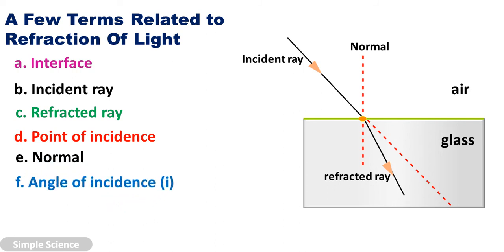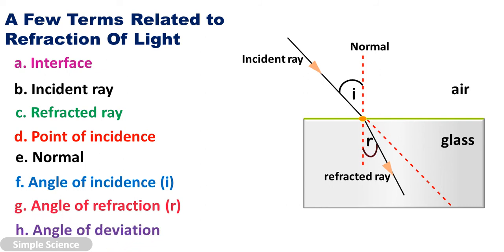Then what is angle of incidence? Angle of incidence is the angle between the incident ray and normal, denoted by I. What is angle of refraction? Angle of refraction is the angle between the refracted ray and normal, denoted by the letter R. And the last one is angle of deviation. Angle of deviation is the angle by which the incident ray is getting deviated. So that will be the angle between the path of the incident ray and the refracted ray. By this angle it is getting deviated. So this is the angle of deviation.